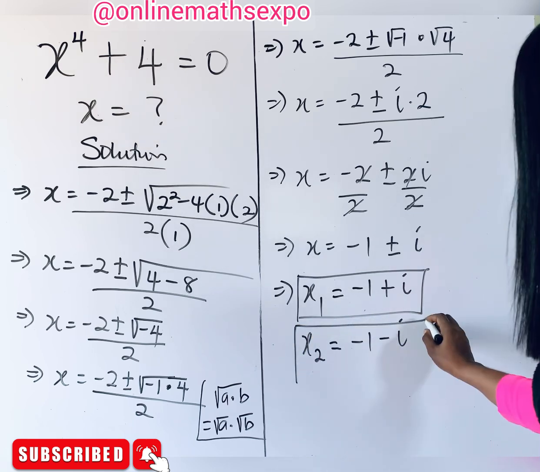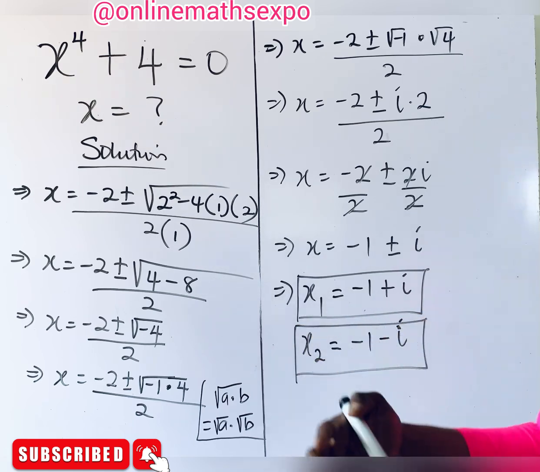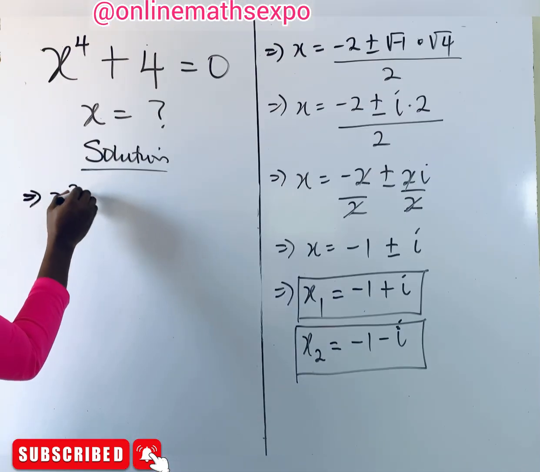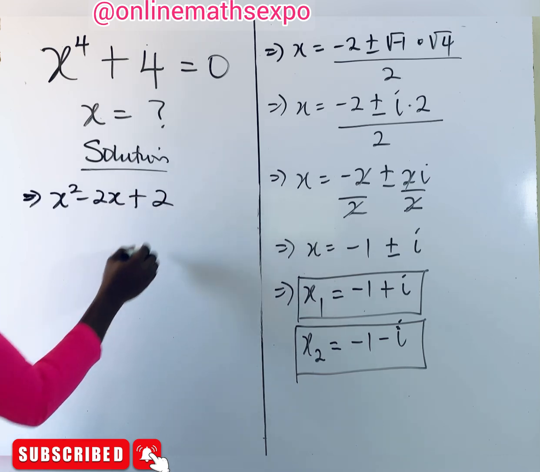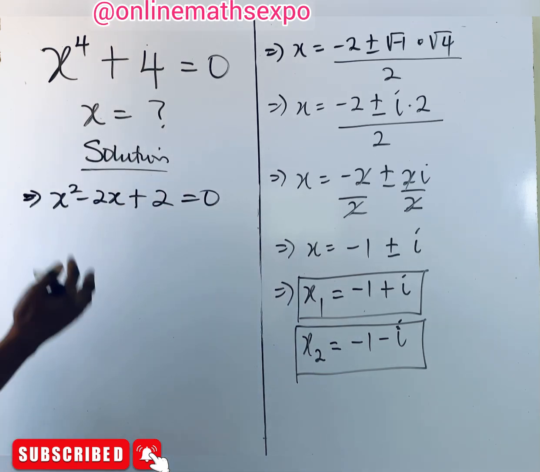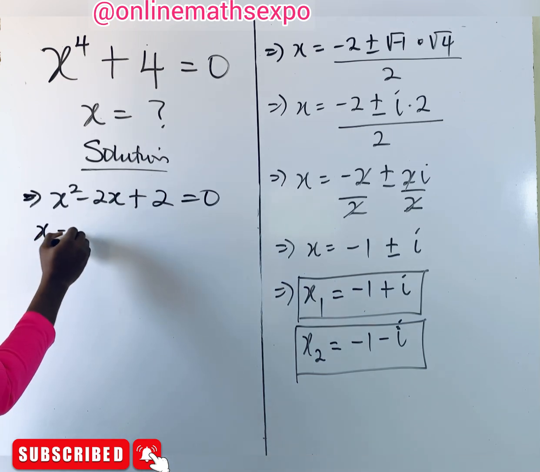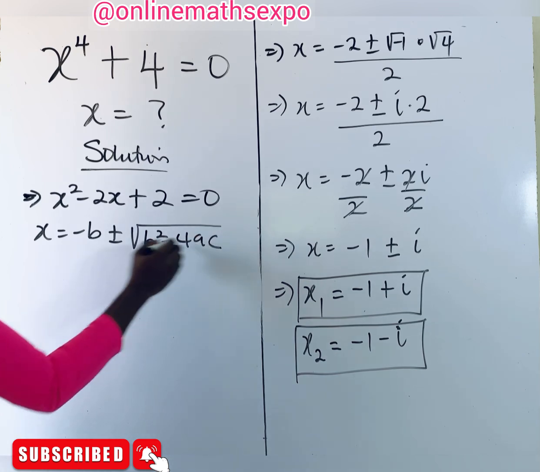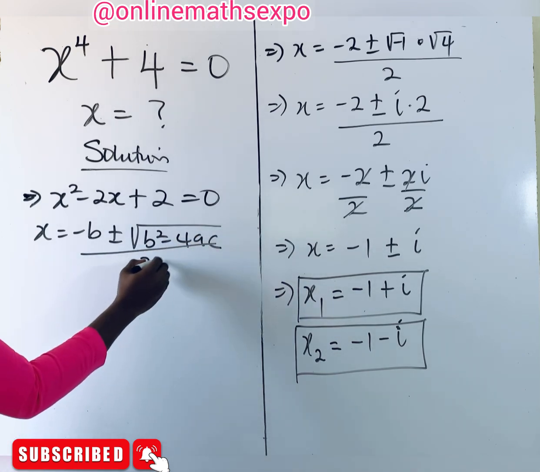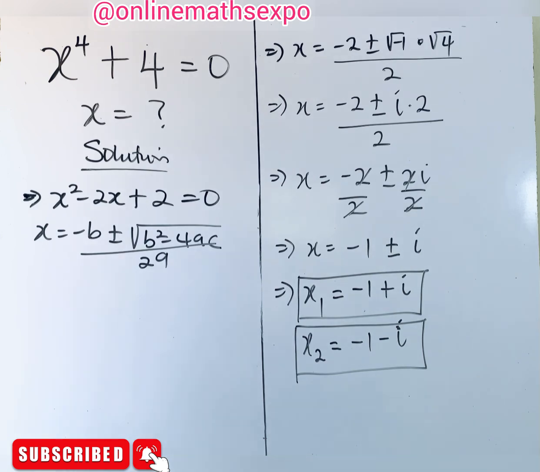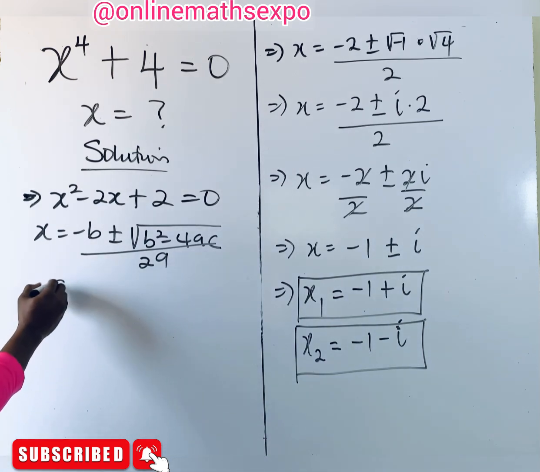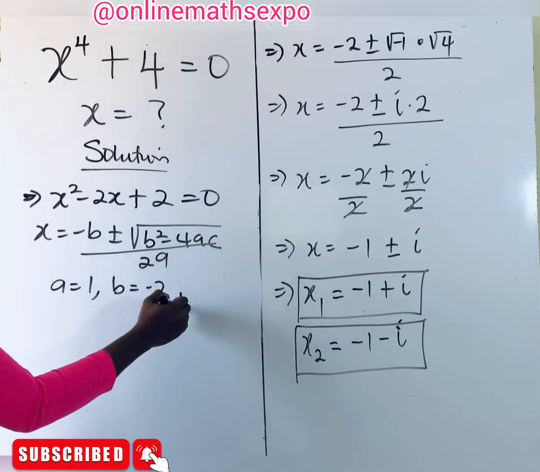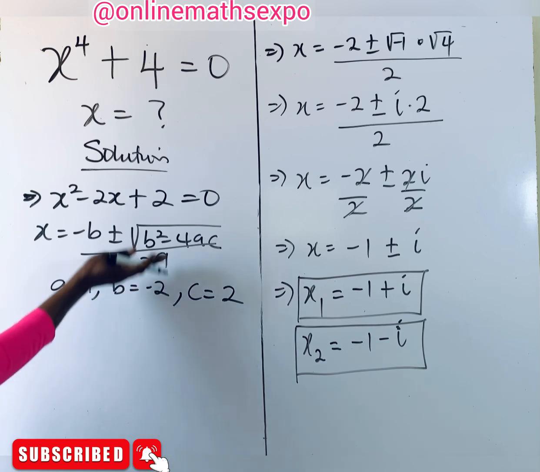Did you see that? Now remember, we left one equation unsolved, so let's solve it together. We have x squared minus 2x plus 2 is equal to 0. Now we still use our formula method. x is equal to negative b plus or minus square root of b squared minus 4ac, all divided by 2a. Now what do you do? Our a is 1, our b is negative 2, and our c is 2. So plug into the formula.